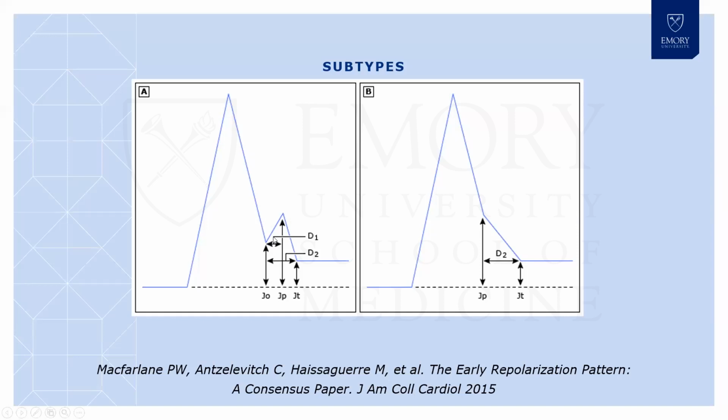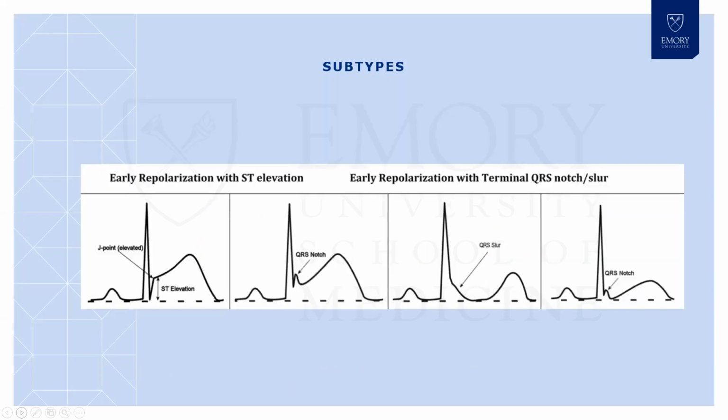This is the notched pattern. And then the slurred is, of course, you also have J-point elevation, but the ST elevation doesn't get more pronounced, it just kind of slurs down, or it's flat, but there's no upward ST deflection. We'll see later why this is important, because one of these two potentially is more dangerous in terms of arrhythmic risk. So again, just paying attention here to the middle of the panel, this is the notched pattern, and this is a slurred pattern.